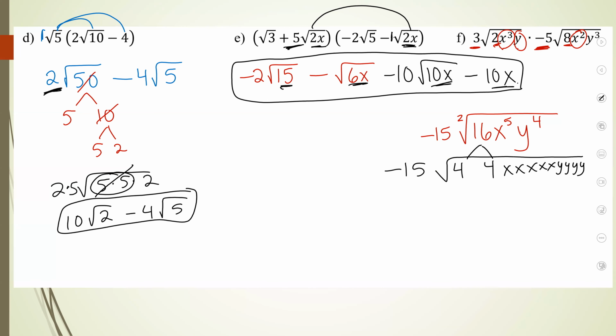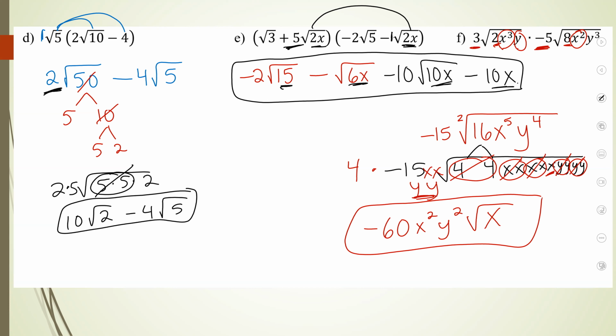Okay, I want groups of 2. So here's a group of 2, cross it out. I'm going to put it outside. Here's a group of 2, cross it out, goes outside. Here's a group of 2. Here's a group of 2. Here's a group of 2. Okay, I'm only left with the x on the inside. So 4 times -15, what is that? -60, thank you. I have 2 x's on the outside, so that's x squared. I have 2 y's on the outside, so that's y squared. And on the inside, I have a single x left over. So that is your answer.